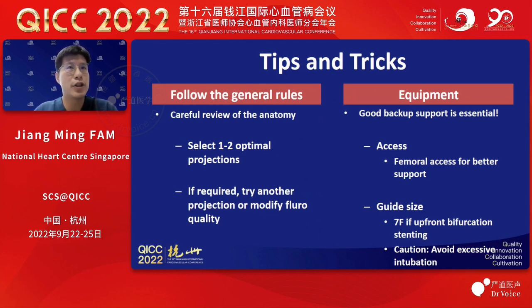Good backup support is essential. Consider the use of femoral access for better support, and if one is to consider upfront bifurcation stenting, a larger guide size, such as a 7 French, may be used, and you'll find it easier to accommodate more equipment such as wires and bigger size balloons. Care, though, needs to be taken to avoid oversized guides and to avoid intubating the left main excessively, which can cause left main dissection.